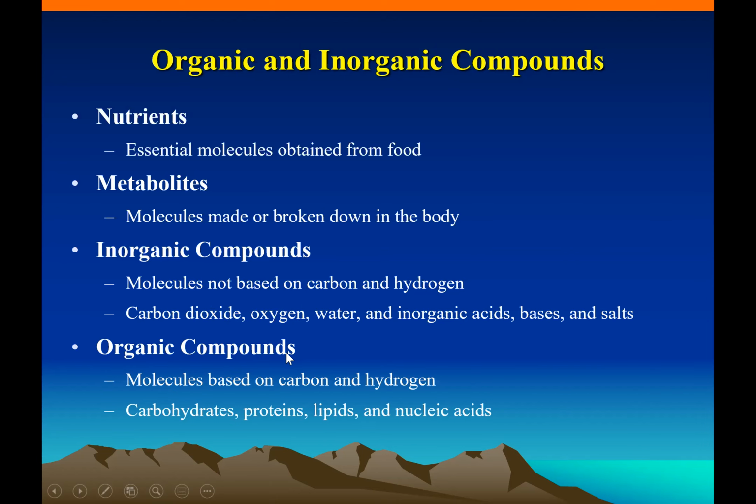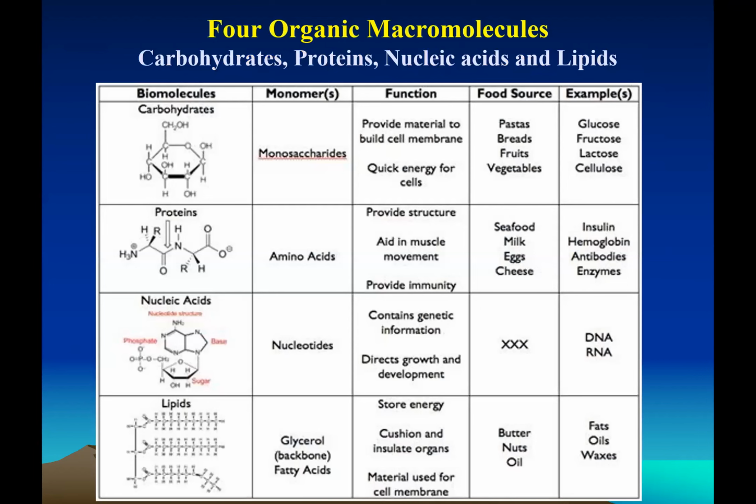Organic compounds, here the molecules have carbon and hydrogen in them. There are four main macromolecules important for survival. They are carbohydrates, proteins, lipids, and nucleic acids. So this is a summary picture of the four big biomolecules that are found in our body that are rich in carbon and hydrogen.